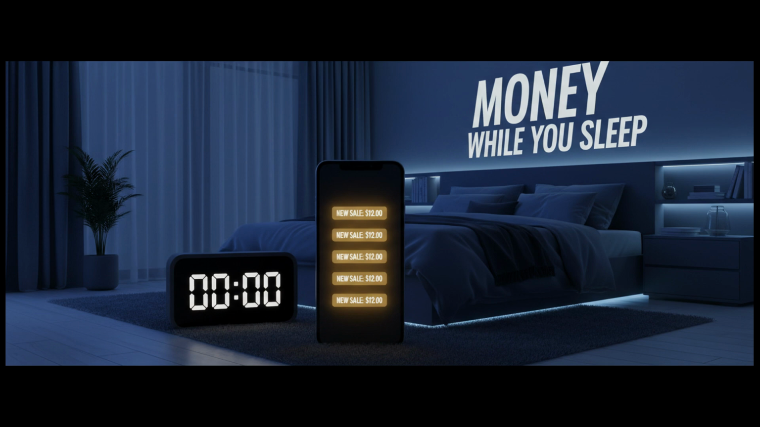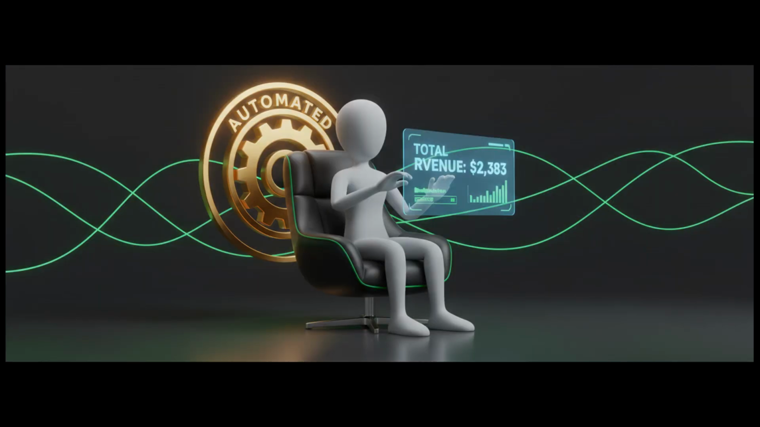This is the power of a digital asset. It's not a get-rich-quick scheme. It's a work once, get paid forever system. Once the PDF is live, your only job is to keep pointing people toward the solution.